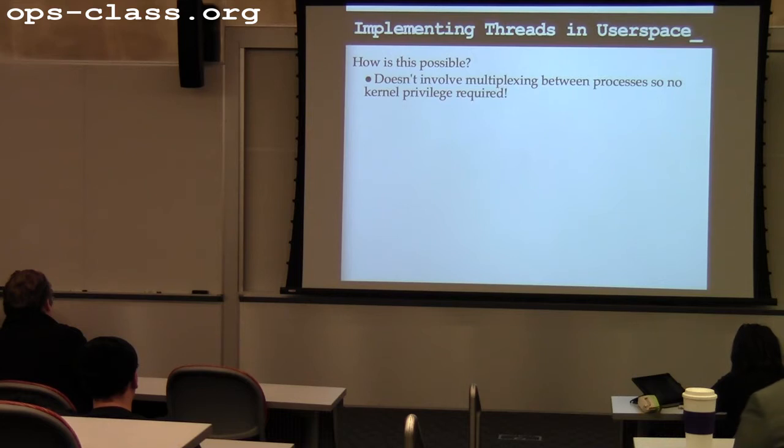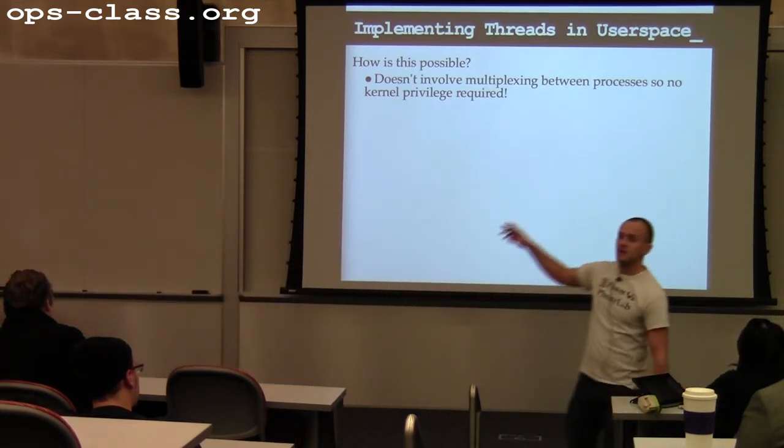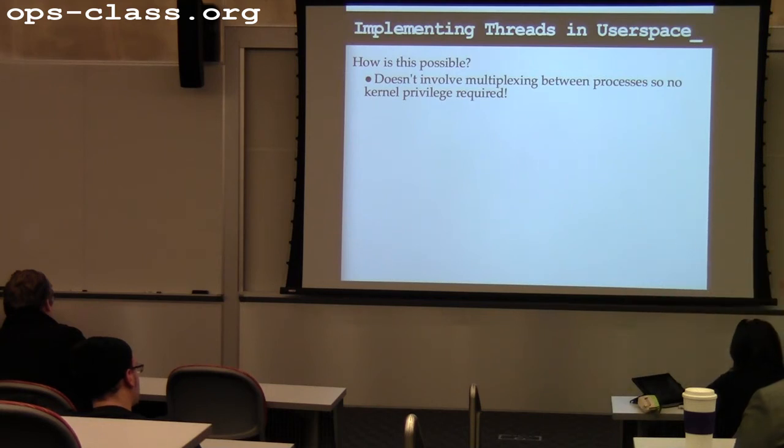And because I don't have to switch between processes, there's no kernel privilege required. Remember, what I'm doing here is reallocating resources that have been already allocated to my process. So the nice thing here is, because kernel privilege is used to isolate processes from each other, there's no need to get the kernel involved. And again, in the M-to-1 threading model, the kernel doesn't even know that there are multiple threads. All the kernel sees is one thread.